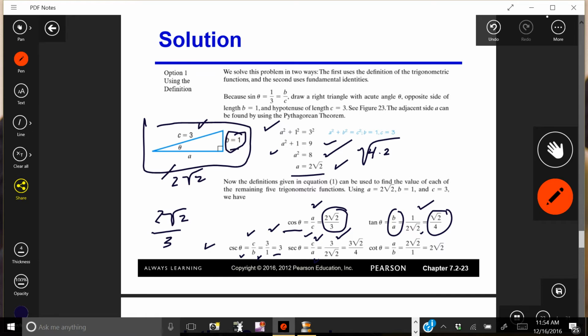And then finally, the cotangent would be A over B, or the adjacent, which is 2 square roots of 2, divided by B, which is 1. So the cotangent is 2 square roots of 2.